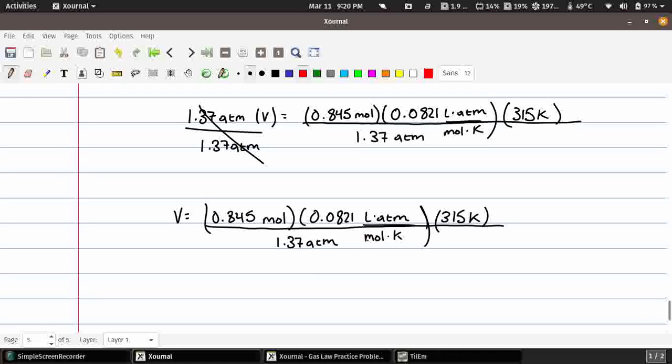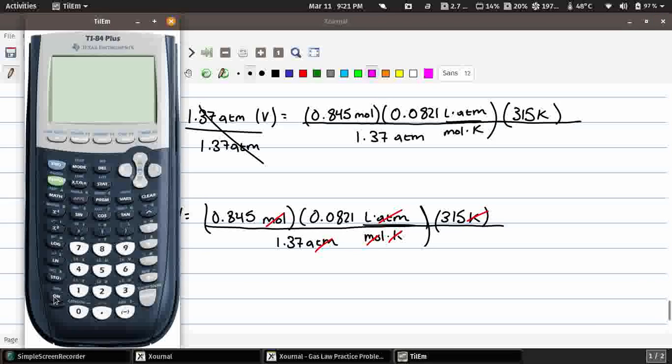So let's start canceling units. Remember, if you have a unit over a unit, it cancels into the number 1, and it's gone. Moles over moles is gone. Atmosphere over atmosphere, it's gone. And then you cancel out the kelvins. So as you can see, the volume is left with all these numbers, but only the liters remains, which is what we want.